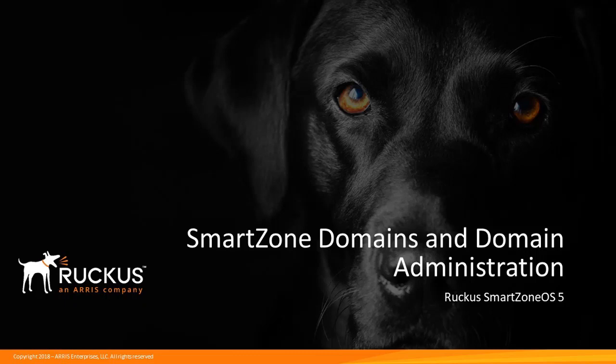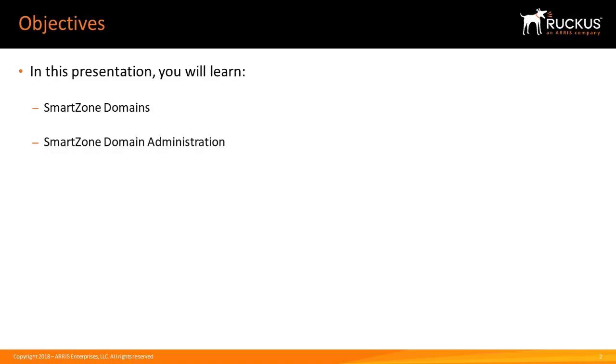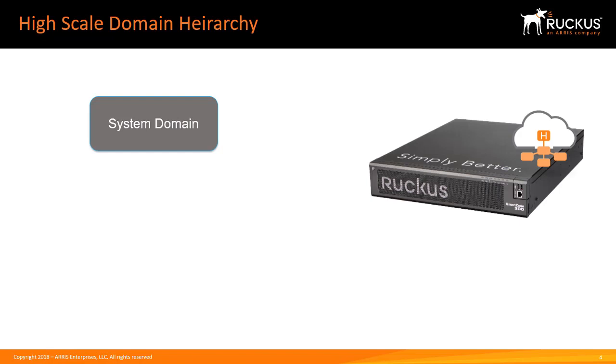This presentation describes the configuration of domains, subdomains, partner domains, and domain administration for the Ruckus Virtual SmartZone high-scale network controllers running SmartZone OS 5. In this presentation, you'll learn about SmartZone domains and the hierarchy in which they operate, and SmartZone domain administration and the options and capabilities at various levels of the domain hierarchy. Let's first start with a quick overview of the high-scale domain hierarchy.